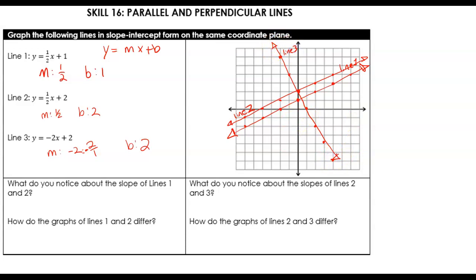And then we have some questions. So it says, what do you notice about the slope of lines 1 and 2? Well, I noticed that my slope for line 1 was 1/2. My slope for line 2 is 1/2, so the slopes were the same. And then it asks us, how do the lines 1 and 2 differ? Well, they have a different b, right? Our b was 1, and then it was 2 for line 2. So we have different y-intercepts.